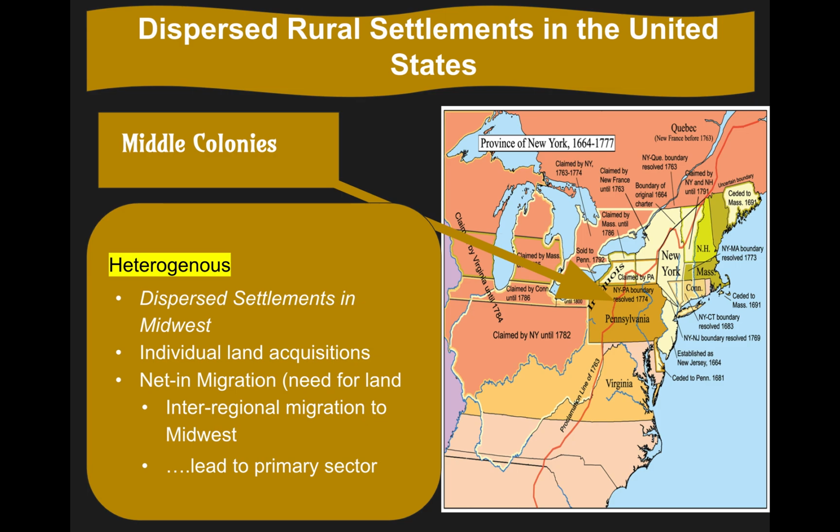And with that, they were individuals that were not a member of a cohesive group like the New England way. They came because of cheap land and abundance of land. So they had individual land acquisitions, and they became dispersed, much larger farms. And with larger farms, they were able to operate more efficiently on a larger scale.